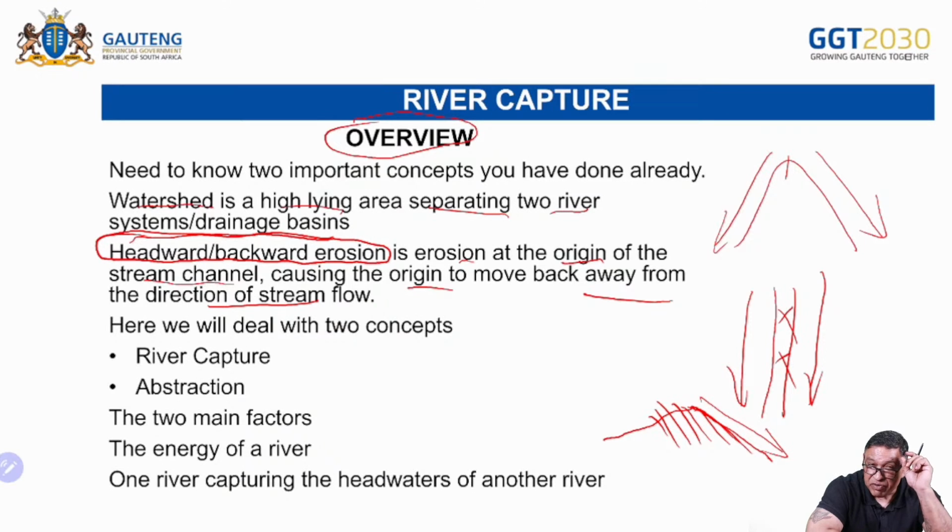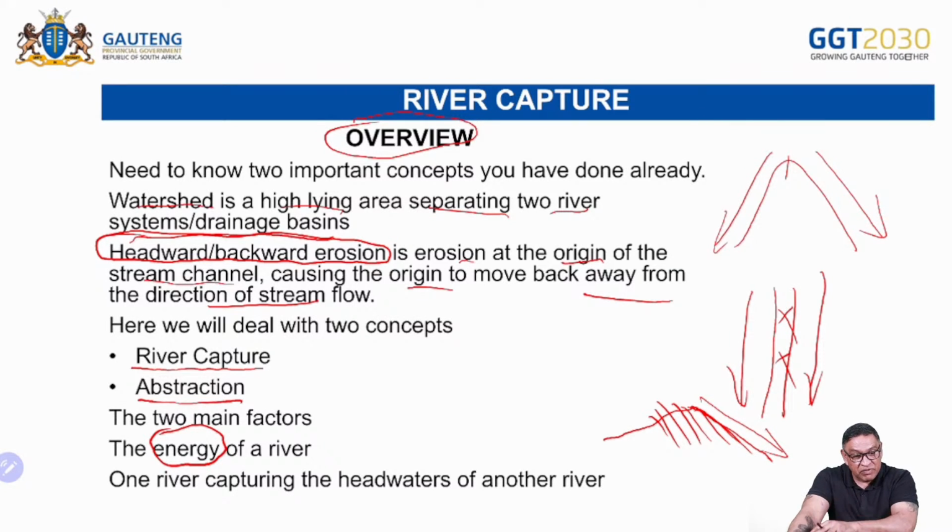So we have to apply these two concepts which you covered before. Don't think that geography is in isolation, learners. You have to relate concepts in order to get an understanding. The two main things we'll be looking at are river capture and abstraction. And lastly, to understand river capture, we need to focus on the factors of energy.